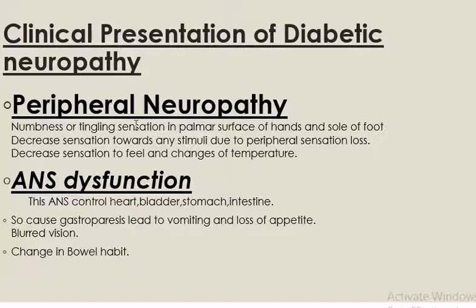So how does the diabetic patient present clinically? Peripheral neuropathy clinical features in a diabetic patient will be numbness or tingling sensation in the palmar aspect of the hands and soles, or decreased sensation toward any stimuli, or decreased sensation to feel a change of temperature. So the diabetic patient is unable to sense temperature very well. And then ANS dysfunction, like gastroparesis, vomiting, decreased appetite, and loss of bladder and stomach control.